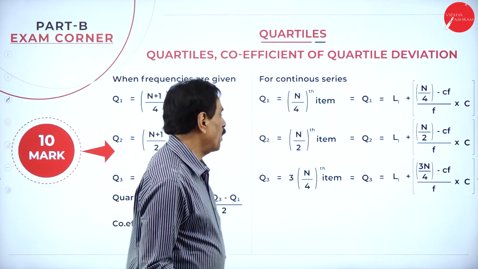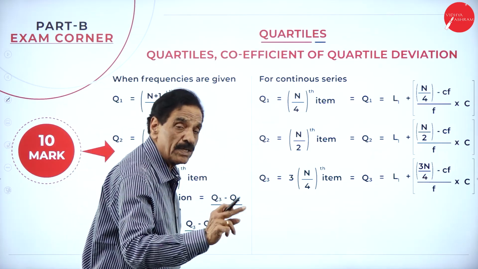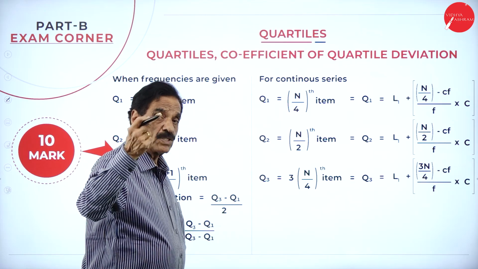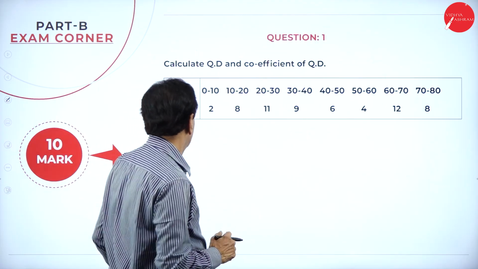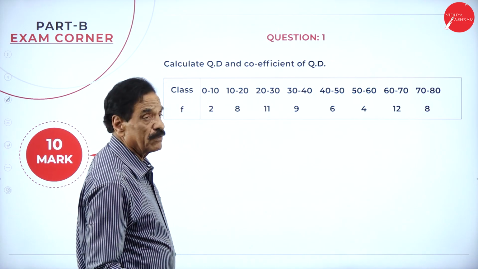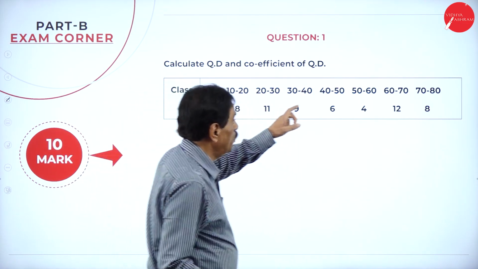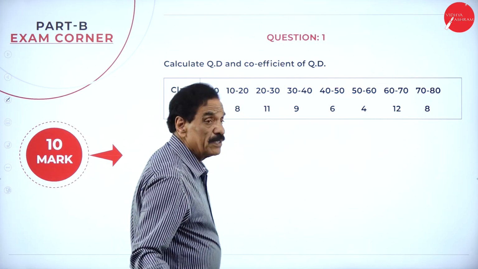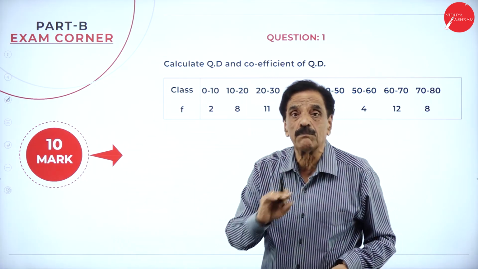When I'm solving the problem, we'll explain what Q1, the first quartile, Q2, the second quartile, and Q3, the third quartile, are. This is the class they have given. Calculate quartile deviation and coefficient of quartile deviation. The classes are 0 to 10, 10 to 20, and the frequencies are given. Frequency means the number of variations.